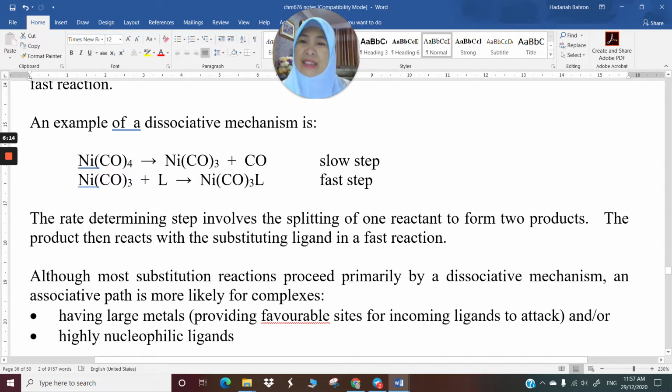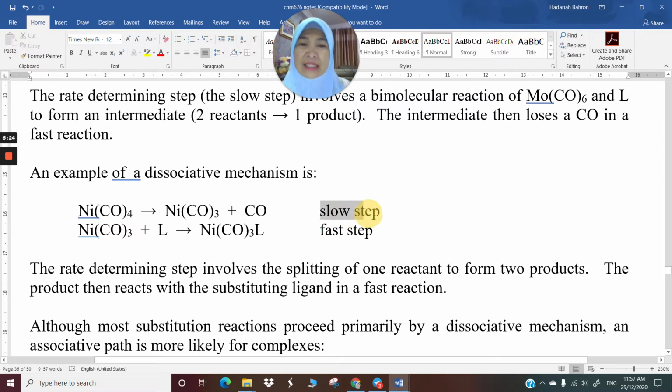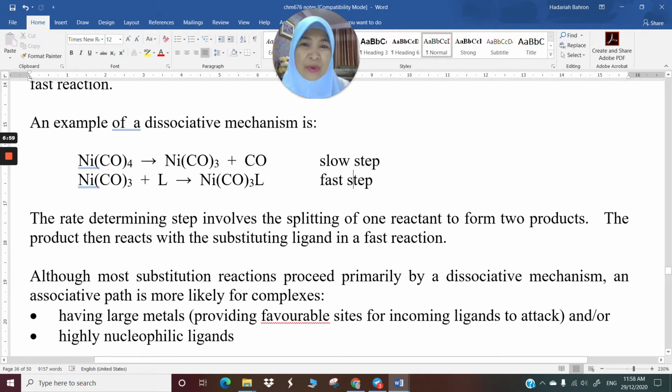The second type is dissociative mechanism. Now, the opposite to associative mechanism, dissociative mechanism has a slow step of an elimination reaction. This is an elimination reaction where you have nickel CO4 becoming nickel CO3 plus CO, and then your nickel CO3 will quickly react with L to make nickel CO3L in a fast step. If the rate determining step is an elimination reaction, you are having a dissociative mechanism. So that reaction is undergoing a dissociative mechanism of substitution.